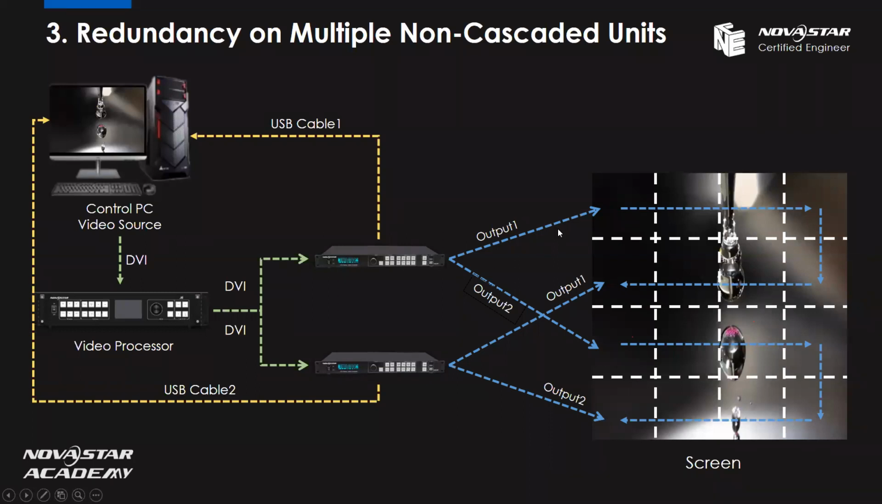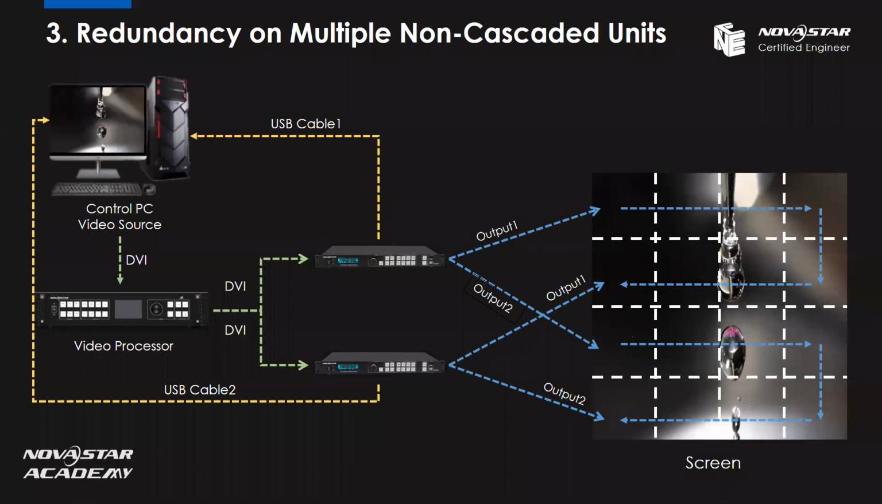And let's check the LED part. Port 1 of the primary still connects the first part of the LED screen, and port 2 of the primary connects the second part of the screen. And the same for the backup device. Port 1 connects to the last panel of the primary port 1, and the backup port 2 connects to the last panel of the primary port 2. So only the USB cable here will be different.